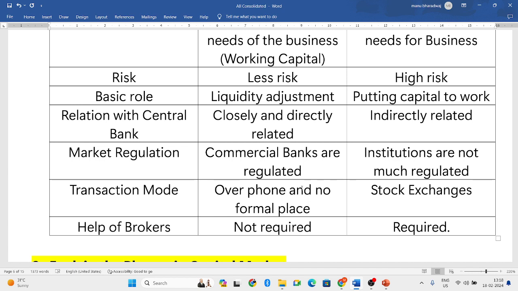But in capital market, the transactions take place only through stock exchanges. We have National Stock Exchange, Bombay Stock Exchange. In these stock exchanges, the transactions take place in capital market. In money market, there is no need for brokers. Brokers are not required in money market, but in capital market, the brokers are required. So these are the differences between money market and capital market. It is a very easy question actually.